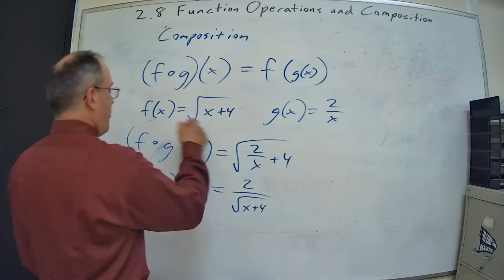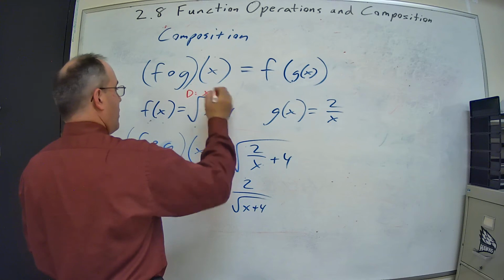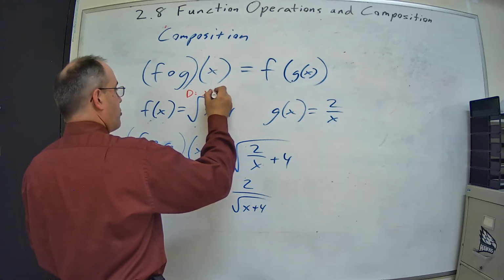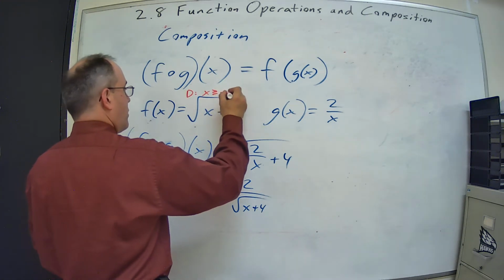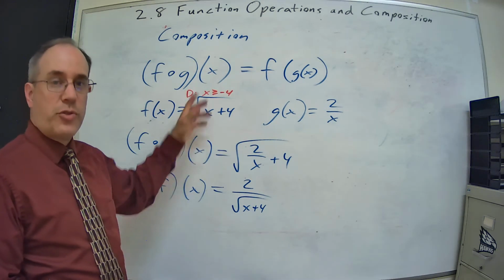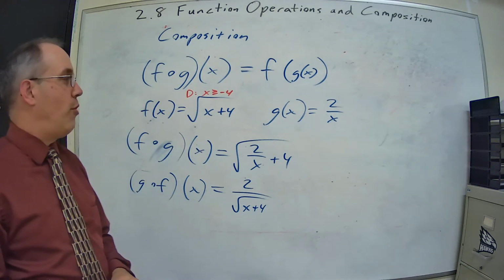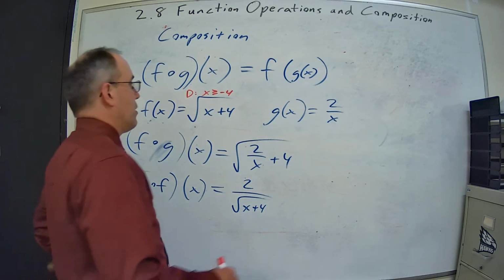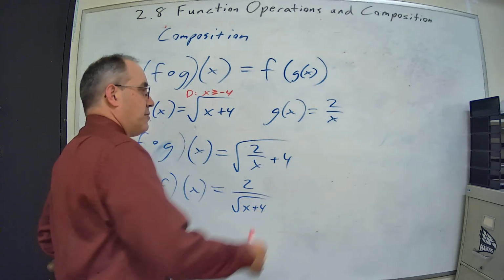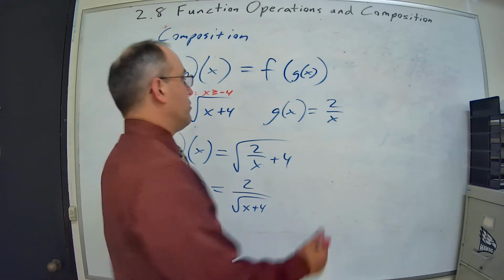So the domain of f of x is x greater than or equal to negative 4. It can be negative 4. Negative 4 plus 4 is 0, and the square root of 0 is 0. So we can do that, but it can't be less than negative 4. For g of x, x can't be equal to 0.